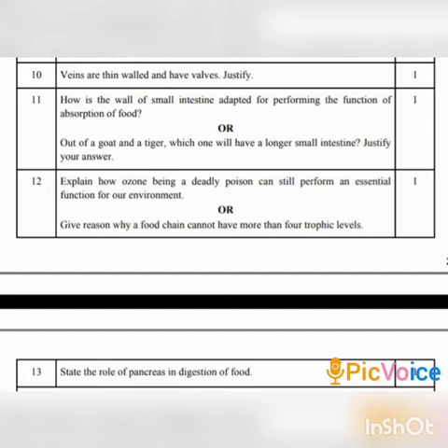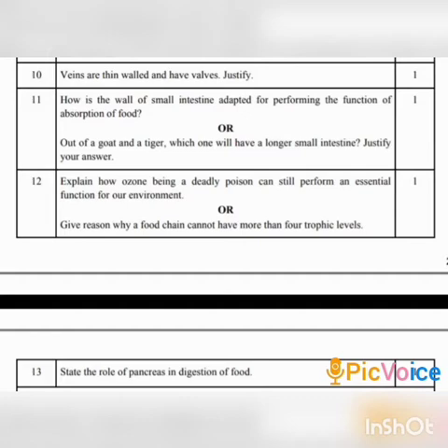An OR question is also there. Give reason why a food chain cannot have more than 4 trophic levels. And what will be the answer? The loss of energy at each step is so great that very little usable energy remains after 4 trophic levels. That is the answer.